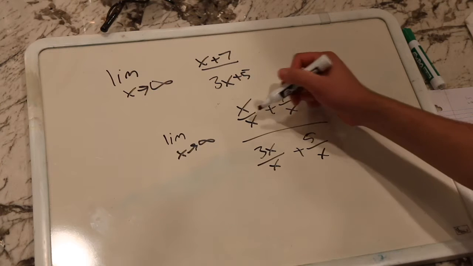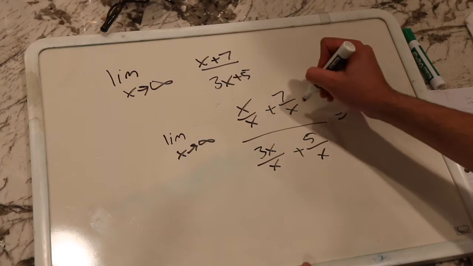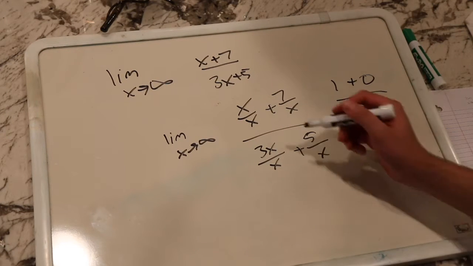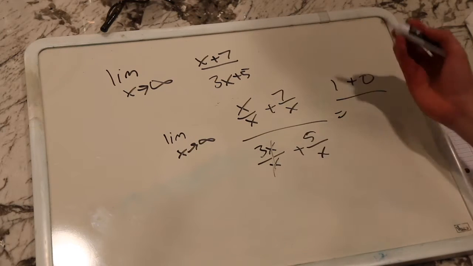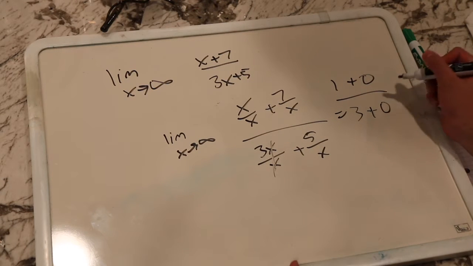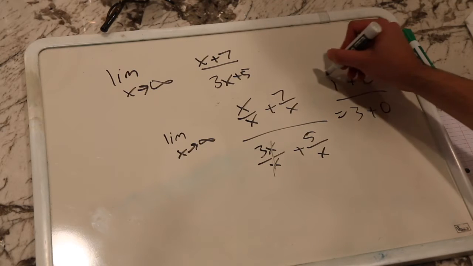Okay, so here we're going to get 1, and then this is going to be 7 over a very large number, which is going to equal 0, and it's going to be divided by, so these are going to cancel out, and then we're going to get divided by 3 plus 5 over a very large number, that's going to be 0. So the limit as x approaches infinity of x plus 7 over 3x plus 5 is going to be 1/3.